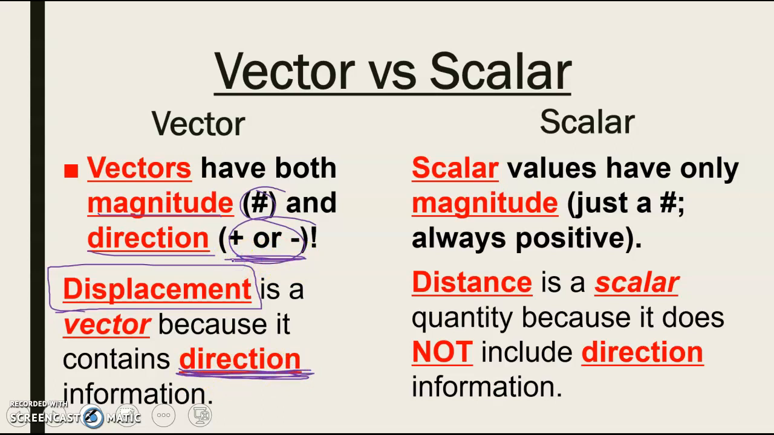On the other hand, remember we talked about scalar. Scalar only has that single value of just magnitude. So just this one thing. So it only provides you with a number. That means that distance is going to be a scalar quantity because it does not include direction. Direction is not included. Distance is always that positive number, just the number, no direction.